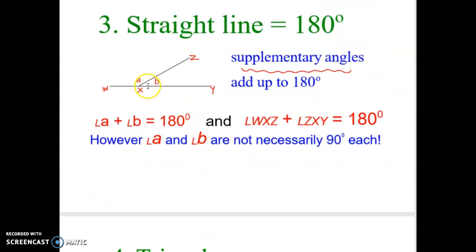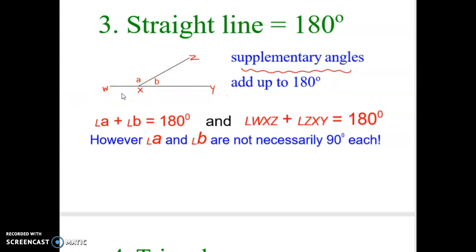A straight line. So here I have a straight line. A straight line, if I were to take out my protractor and measure, I would see it's 180 degrees. If I'm looking at my straight line here, WY, I split it at the vertex X so that I have angle A and angle B. Well, these 2 angles A and B, if I add them together, again, I'll get that straight angle of 180 degrees.